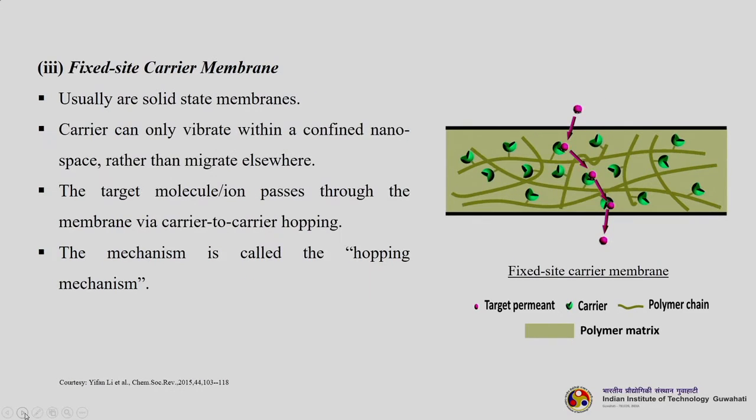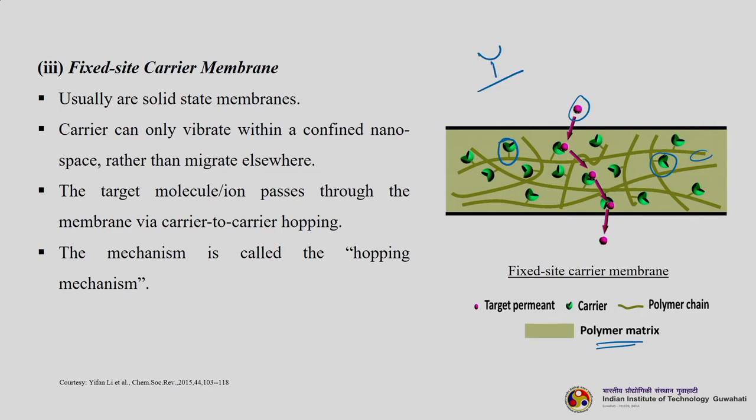The next one is the fixed site carrier membrane. Here also the membrane is a polymer matrix. You can see the polymer chains here, these are your carrier, this is the solute or permeate. Usually in solid state membranes, the carrier can only vibrate within a confined nanospace rather than migrate, because you can see here the carrier is fixed to the polymeric matrix. You can see it is fixed, okay. You can see something like this, the structure. So, this is the fixing structure, right.